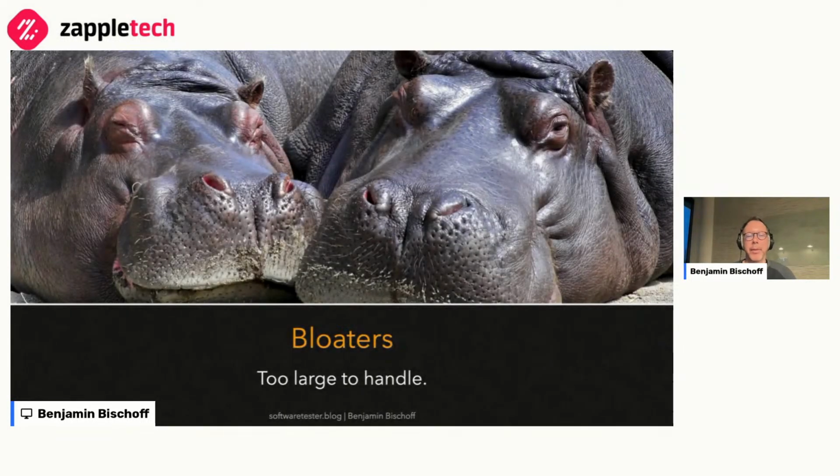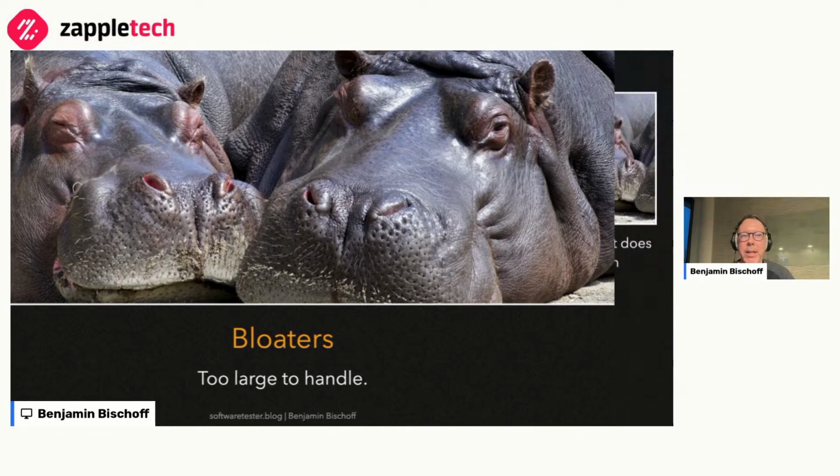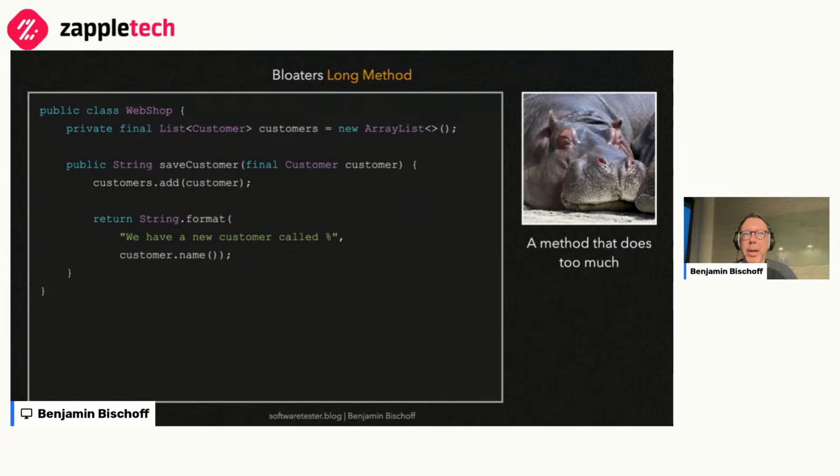So let's start with the first category here, which is called bloaters. And a bloater is something in the code that is too large to handle. And as you will see in this first code smell, it doesn't mean that you have a lot of code if you have a bloater. This specific code smell is called long method. And that is a method that does too much.